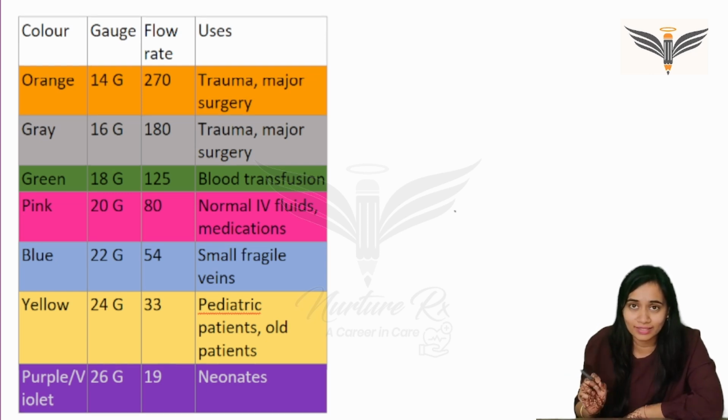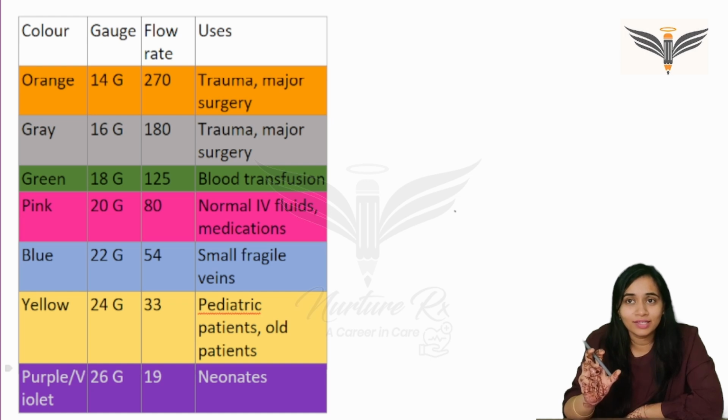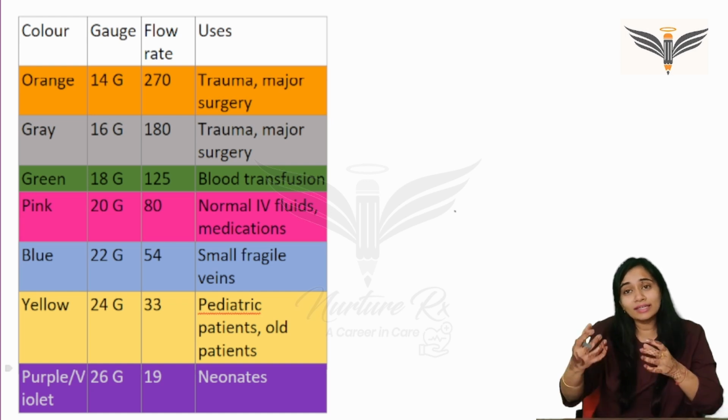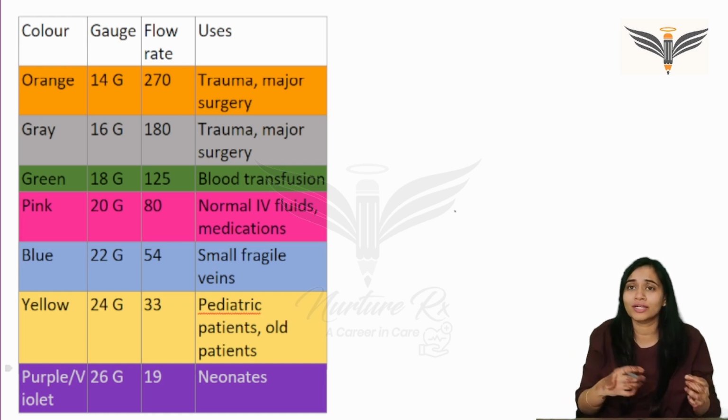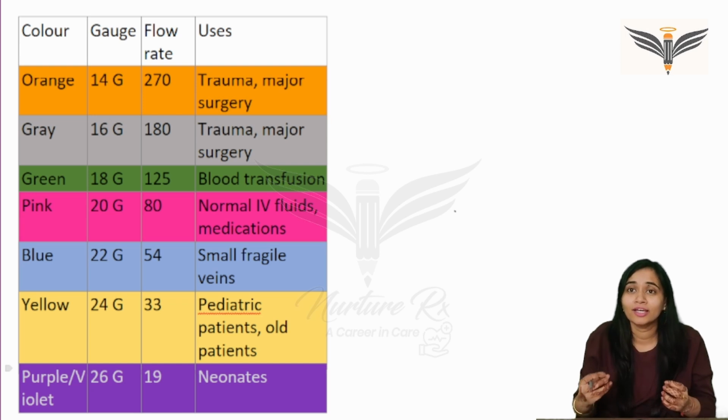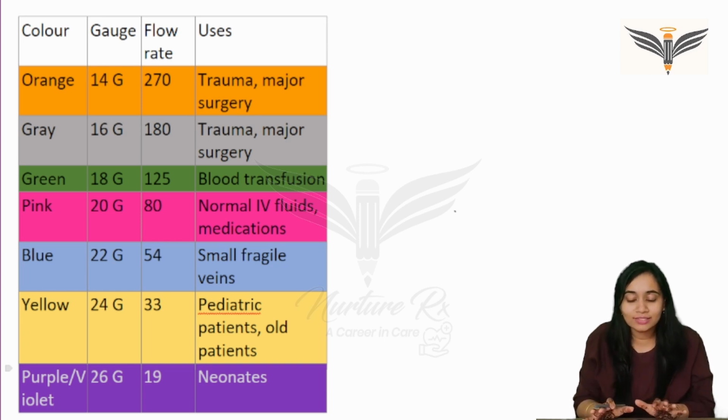Our next and last one is the purple or violet color cannula, which is 26 gauge. Now we have covered all the age groups. What is left? We are left with the neonates. Neonates are even more fragile than small children and their veins are even thinner. So we have to use a cannula which is of a very thin caliber. So purple cannula is what we use for neonates. This is the very basic picture of cannula color coding which you need to remember.